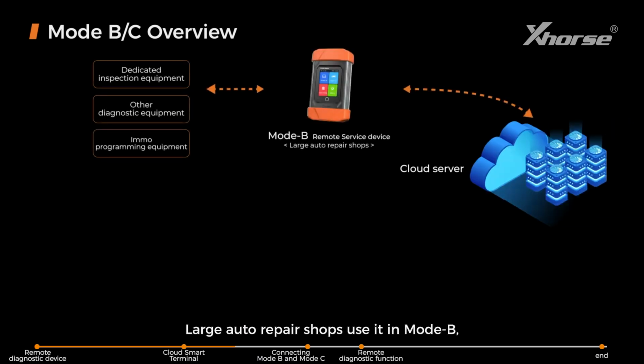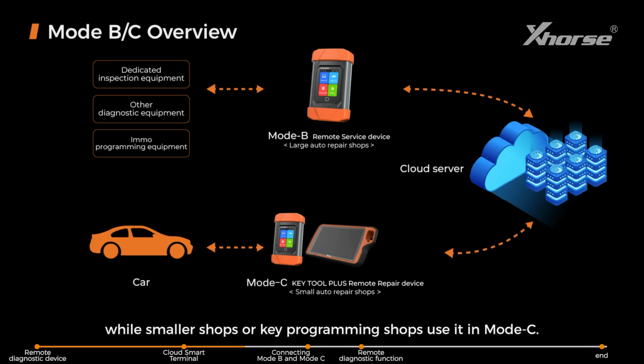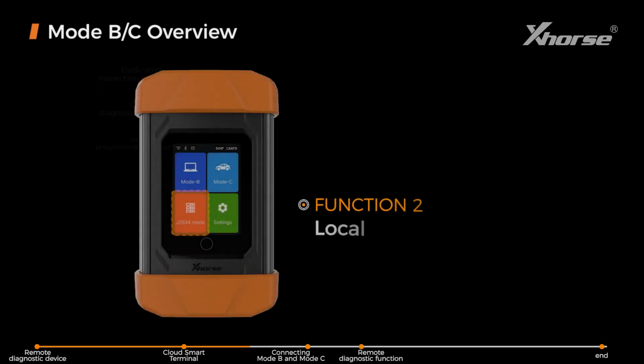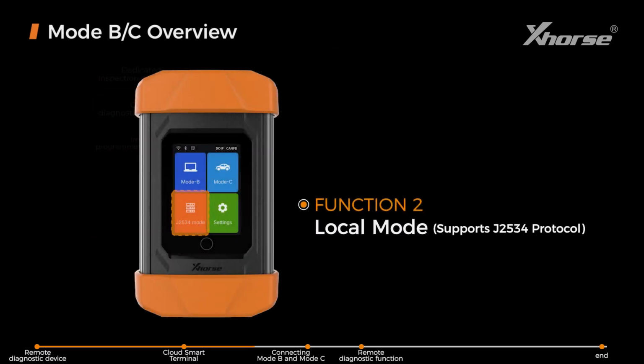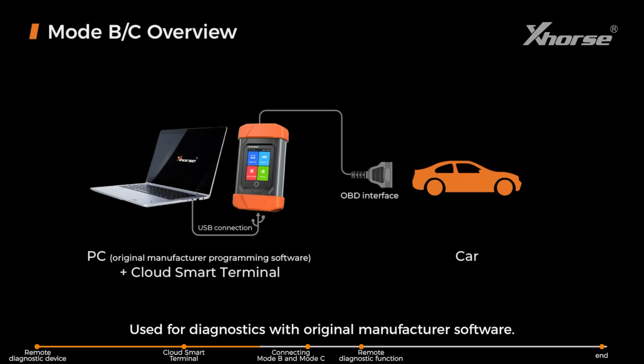Large auto repair shops use it in Mode B, while smaller shops or key programming shops use it in Mode C. There is also Local Mode, used for diagnostics with original manufacturer software.